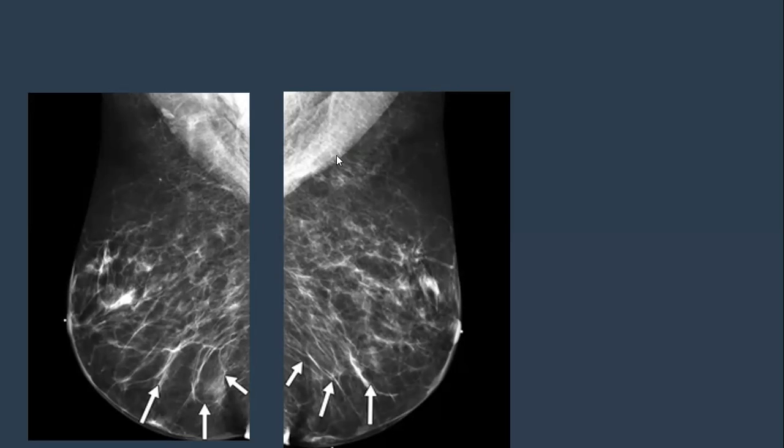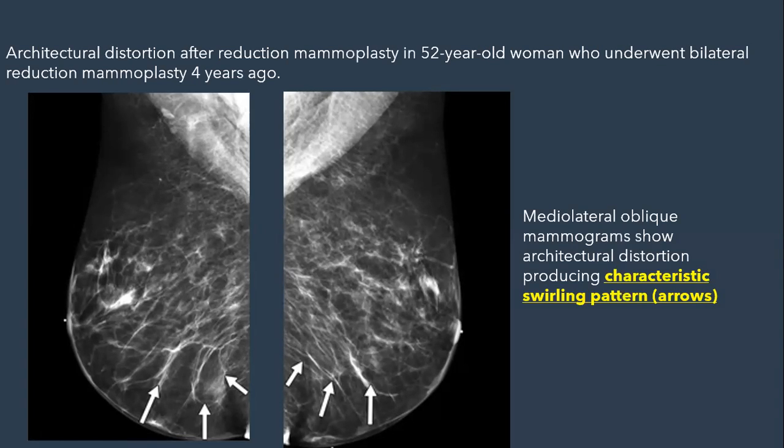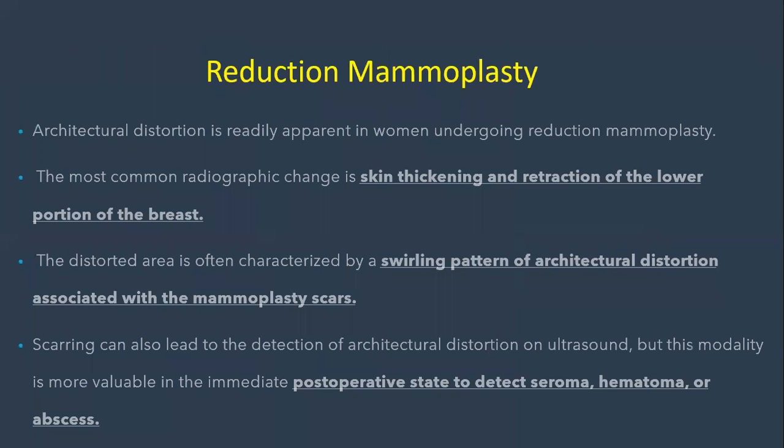But this is a case of mammoplasty. You see, mediolateral oblique showing architectural distortion, producing characteristic swirling patterns. A 52-year-old patient underwent bilateral reduction mammoplasty 4 years ago, and it demonstrates skin thickening and retraction at the lower breast, and the swirling pattern of architectural distortion. This is characteristic for the scar of mammoplasty. Excellent, well done.